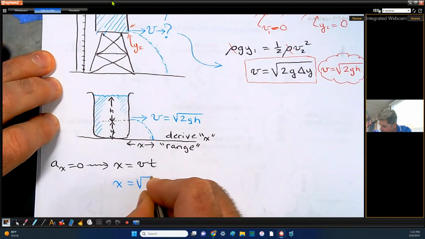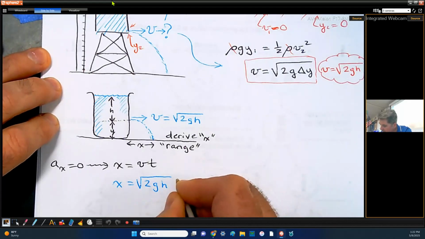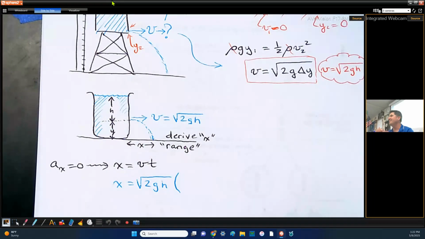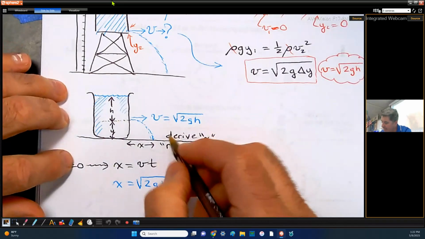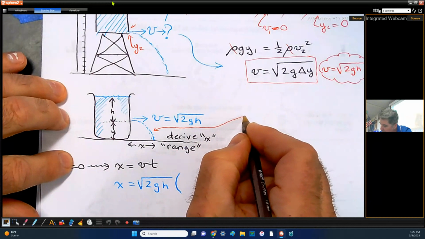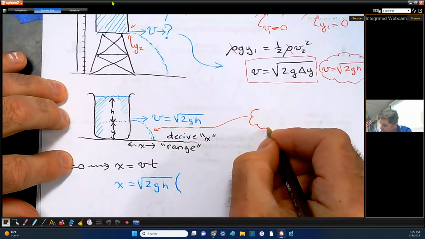V is root 2GH times T. You can do better than that. You're big boys and girls now. You can do better than that, right? What is happening right here? What is happening right there?